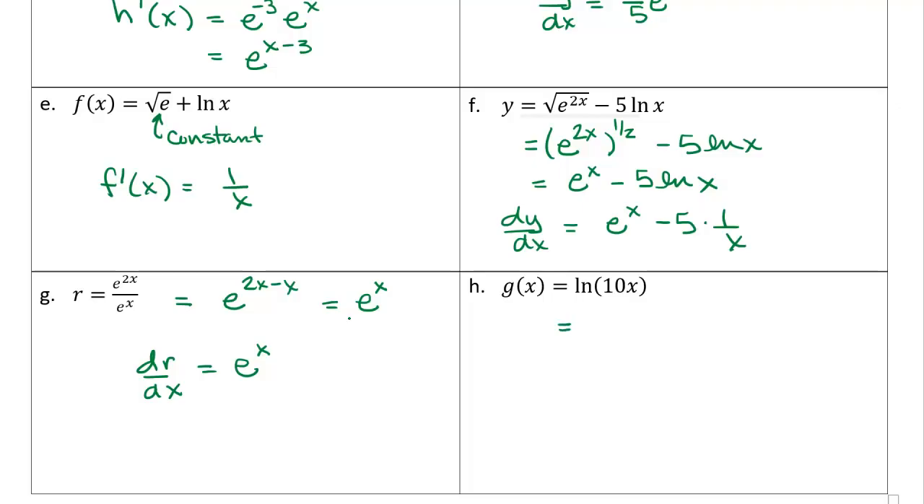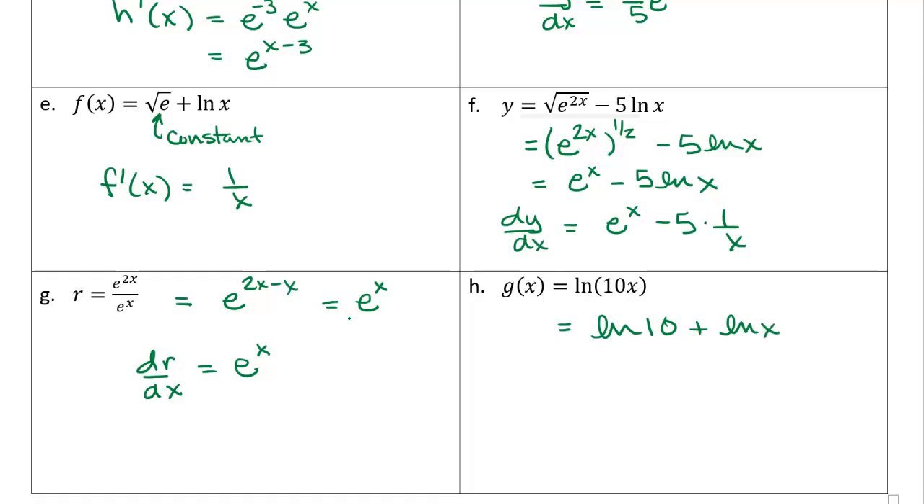All right, now we have to use the properties of logarithms on this next one. We have the natural log of 10 times x. Okay, now we know the derivative of the natural log of x, but not necessarily 10x. So we have to break this apart. When you take the log of a product, you can break it up into the sum of logs. So we're going to rewrite this as the natural log of 10 plus the natural log of x.